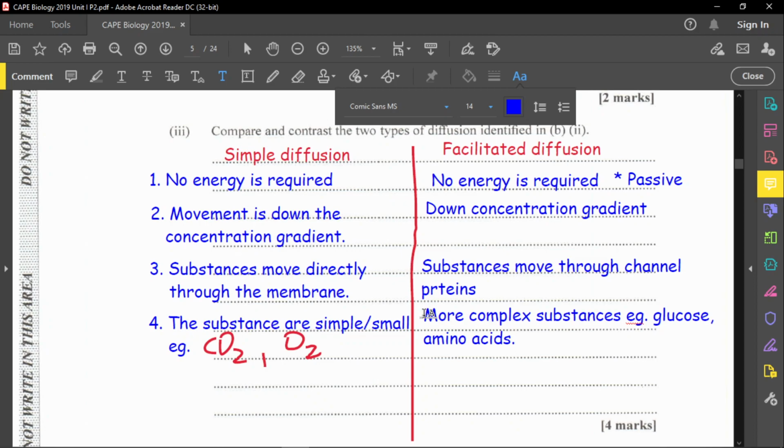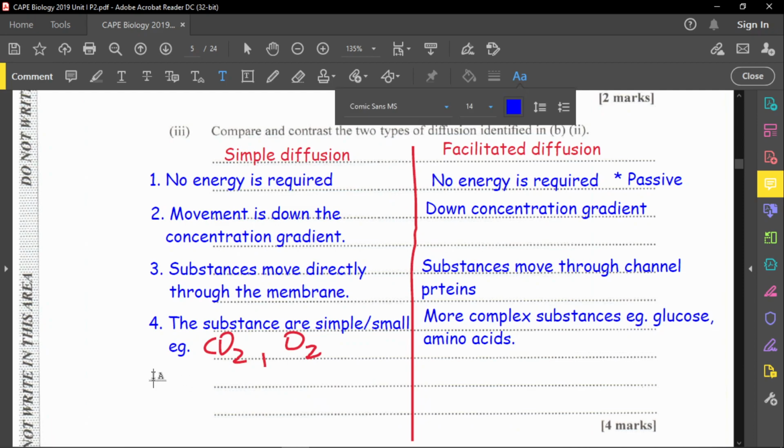Think about substances that are absorbed by the cells, or substances needed by the cells, or that need to leave the cells. Those substances that go in, like glucose, amino acids, and so on. What is also needed by a cell is oxygen. So oxygen will diffuse in, and carbon dioxide will diffuse out of cells. We can look at the next one here, which is the fifth one.